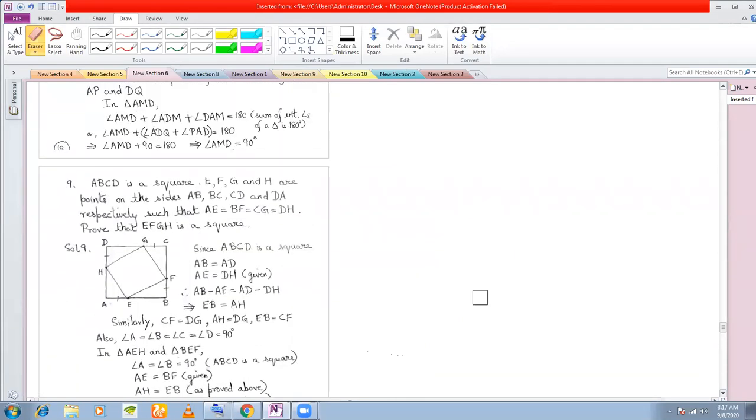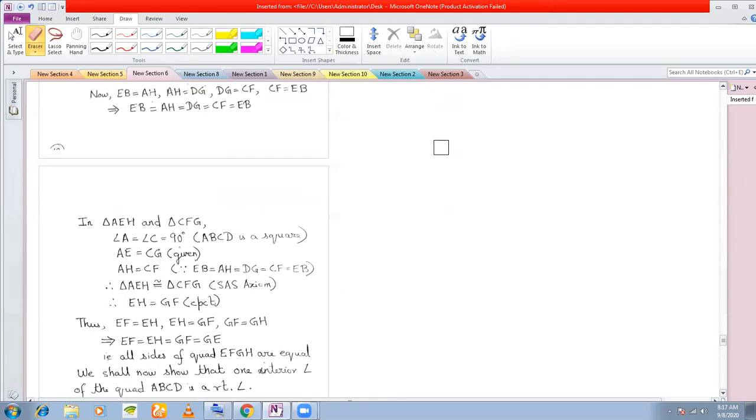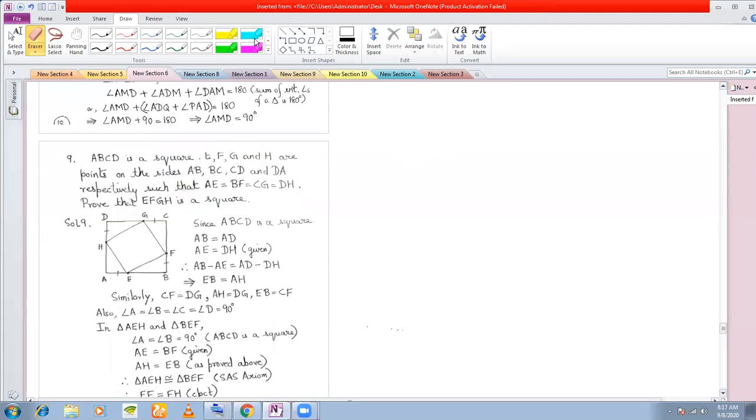Okay, number 9. Number 9 is not going to be an easy one. It's a long problem. So first try to understand the way I tell you, then we'll go to the writing part. So ABCD is a square. EFGH are points on the sides AB, BC, CD, and DA respectively.